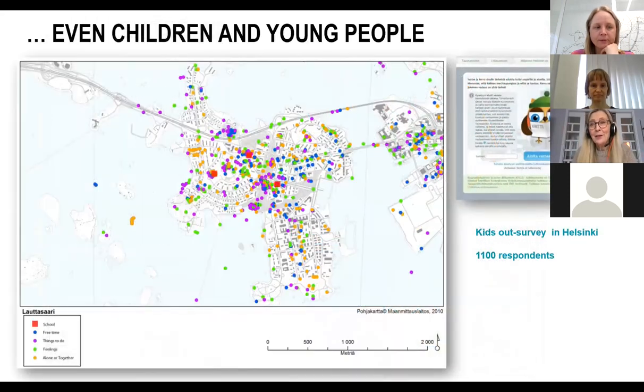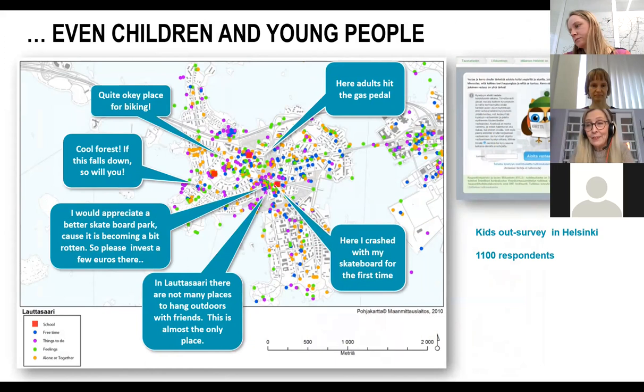And you can reach inhabitant groups that have been traditionally seen as very hard to reach, like children and young people. They are very comfortable with this kind of mapping methodology. Here, for example, the neighborhood called Lauttasaari in Helsinki was commented on by 11-year-old children, and they had a lot to say also about the transport environment. For example, they knew where adults hit the gas pedal, so please avoid that place.